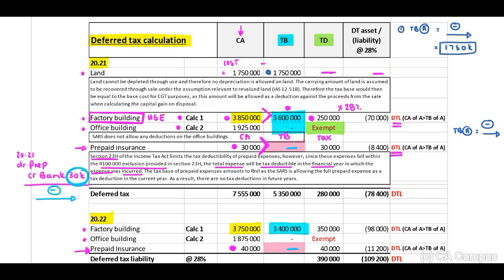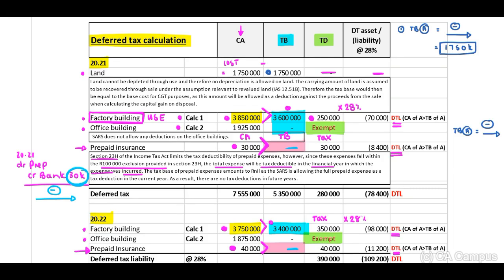Next, 2022, factory building. We have 3750. This is greater than 3.4 million. Therefore, this is a taxable temporary difference, and we times this by 28%, and this is a deferred tax liability. Our office building, again, exempt, paragraph 15. Our prepaid insurance, it's an asset. Carrying amount is greater than the tax base, and it's a deferred tax liability.